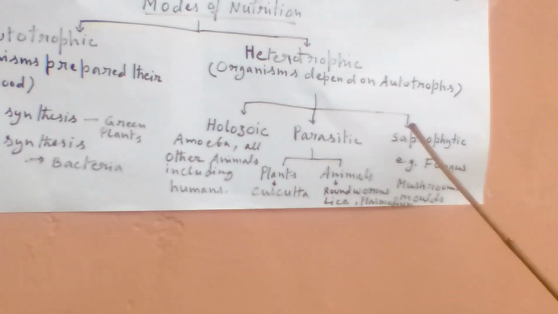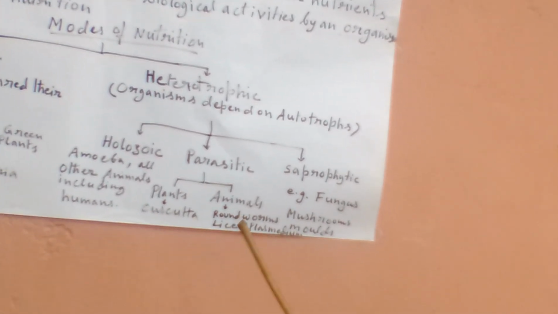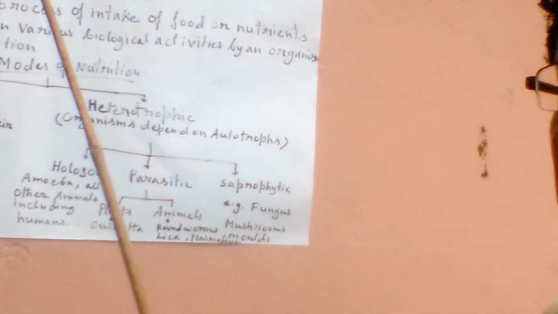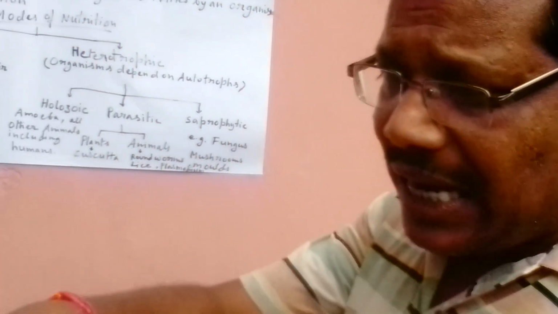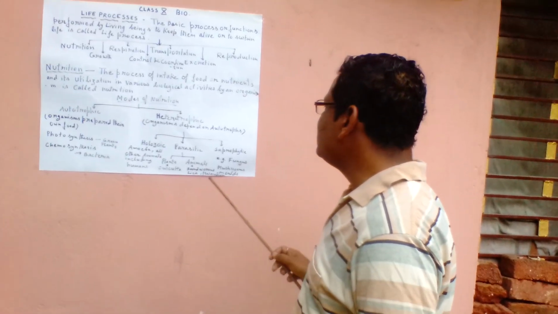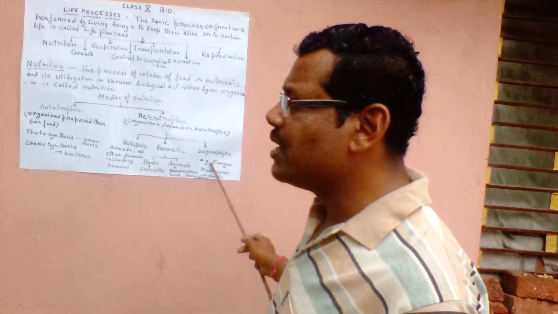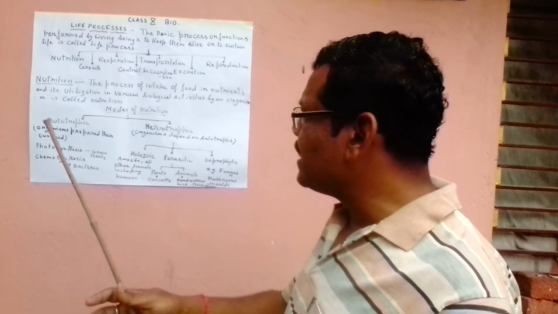Now, the third mode is the saprophytic mode. For the saprophytic mode, the organisms, mostly fungi, depend upon others to directly absorb their food, taking the minerals from dead and decaying body matter. These are mostly fungi, mushrooms, molds, and many others which can get food this way.